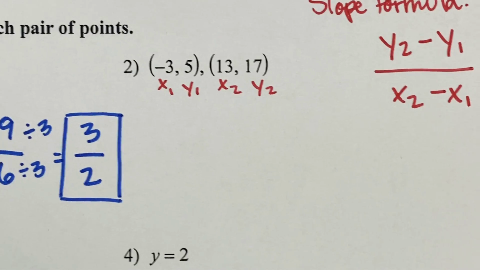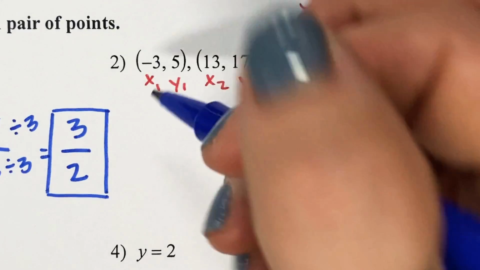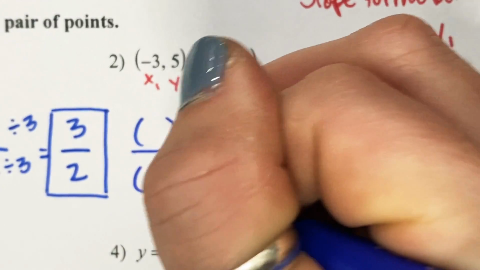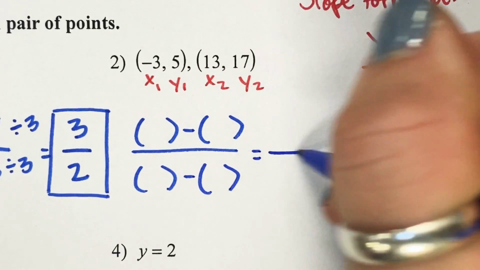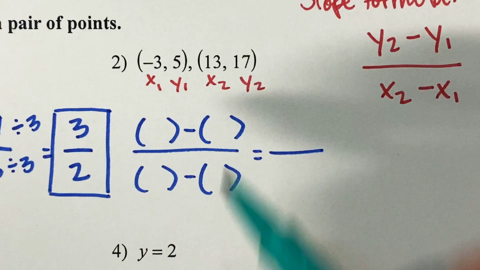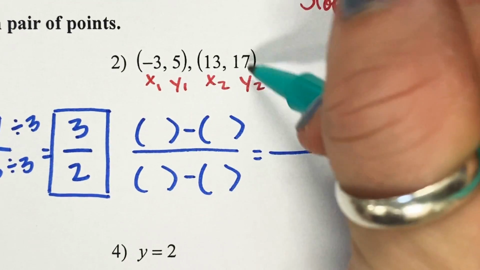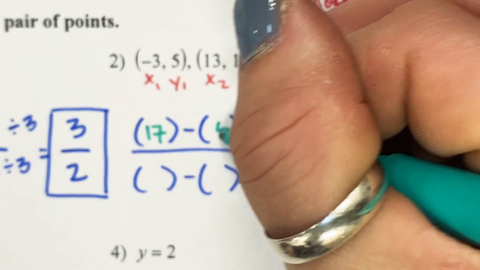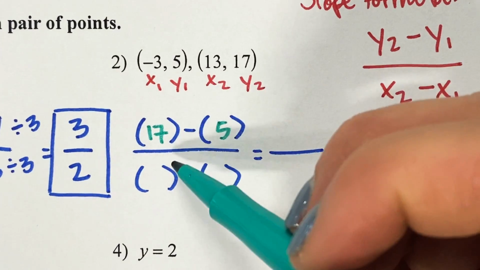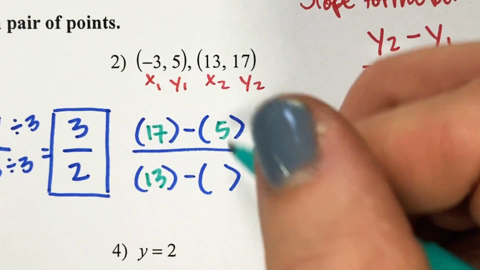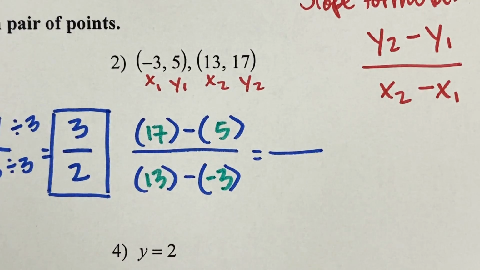Perfect. Let's do the same thing for number 2. I have y2 minus y1 on top over x2 minus x1 on bottom. Let's fill in our values. I have y2 for my first spot, that lines up with 17, minus my y1, which is 5. On bottom I have x2, which is 13, minus x1, which is negative 3.